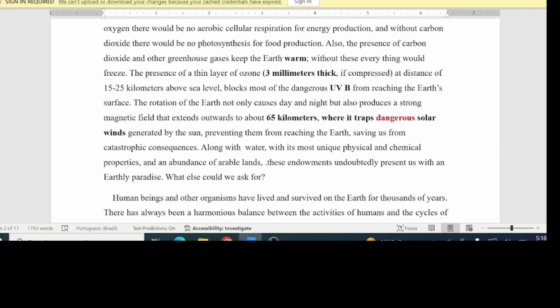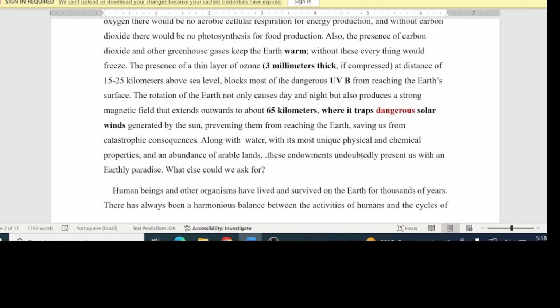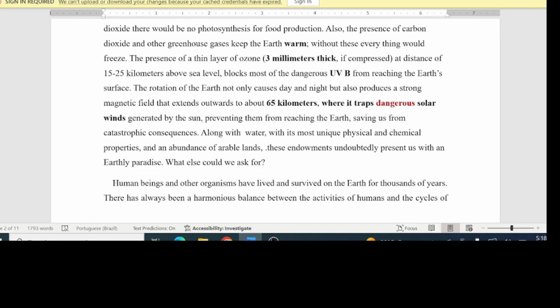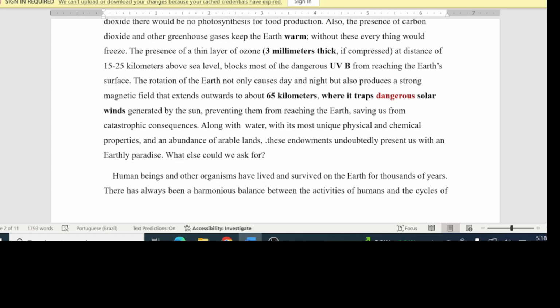The presence of a thin layer of ozone, 3 millimeters thick if compressed, at a distance of 15 to 25 kilometers above sea level, blocks most of the dangerous UVB from reaching the Earth's surface. The rotation of the Earth not only causes day and night, but produces a strong magnetic field that extends outwards to about 65 kilometers, where it traps dangerous solar winds generated by the sun, preventing them from reaching the Earth, saving us from catastrophic consequences.